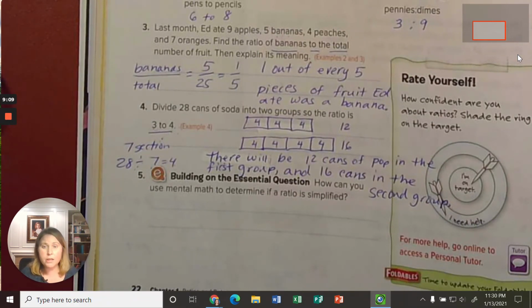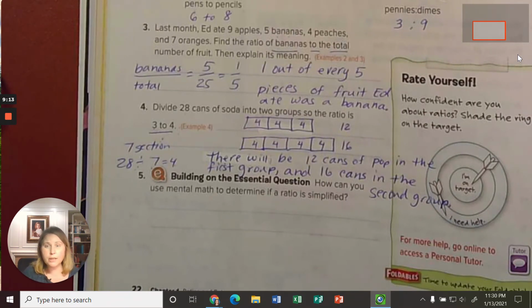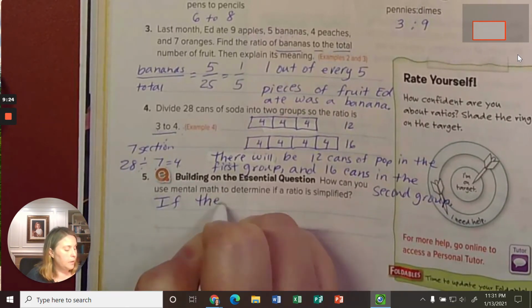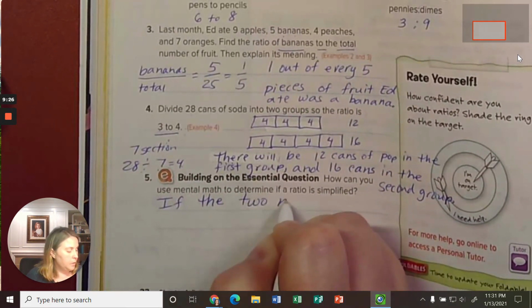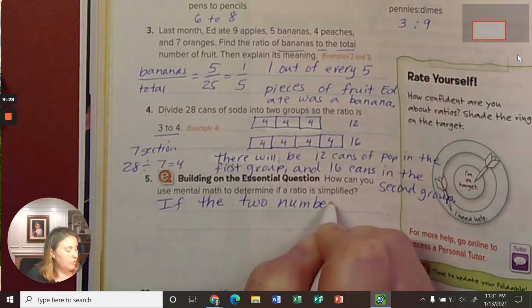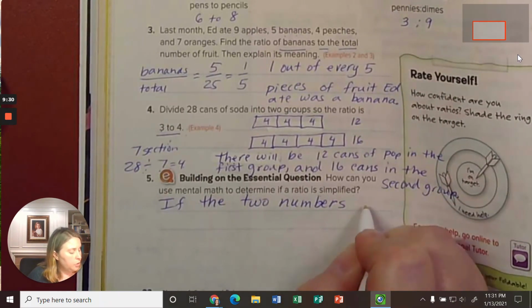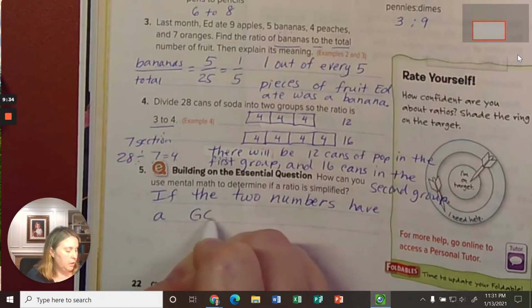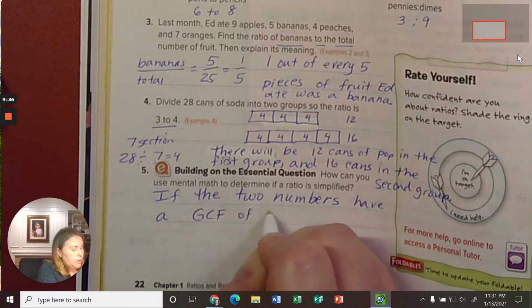is simplified? So if you want to see whether a ratio is simplified, you're just checking to see if the numerator and denominator, or first and second number in the ratio, have a GCF of 1. So if the two numbers have a GCF of 1, they are simplified.